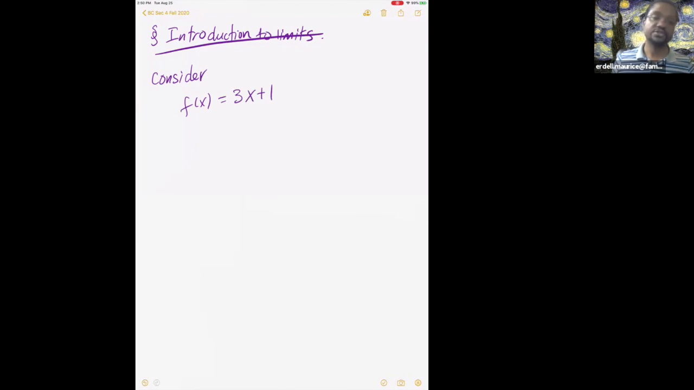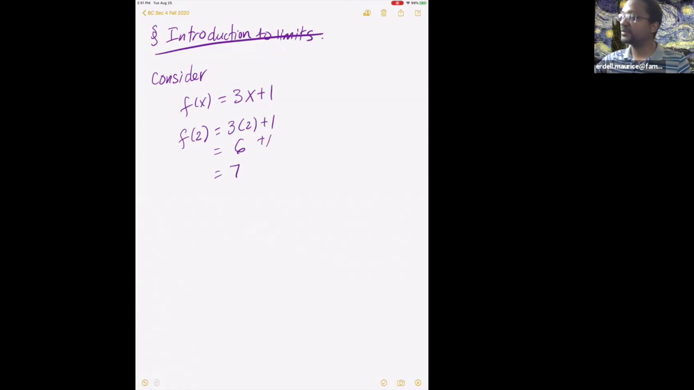You remember how to use a function, right? If you have a function right here, and I tell you what is f of 2, what that means is I want you to plug in 2 for x and work the function out. So that's going to be 3 times 2 plus 1. 3 times 2 is 6, and 6 plus 1 is 7.